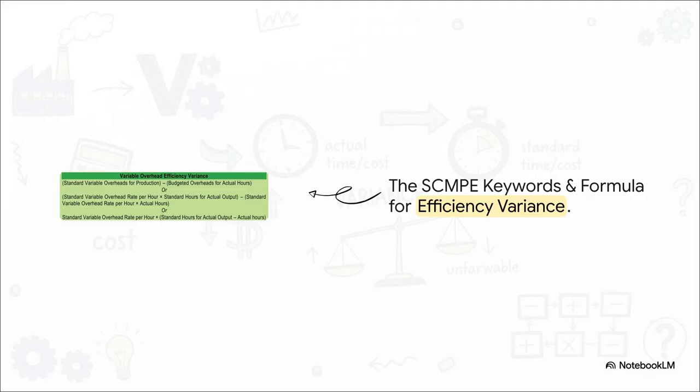And the formula for this is just as clever as the last one. We take the standard rate, our planned cost per hour, and we multiply it by the difference in time, the time we should have taken versus the time we actually took. See what happened there? It's the reverse of the expenditure formula. This time we're holding the price steady so we can isolate the time factor. It's a beautiful, clean way to measure one thing and one thing only, our efficiency.